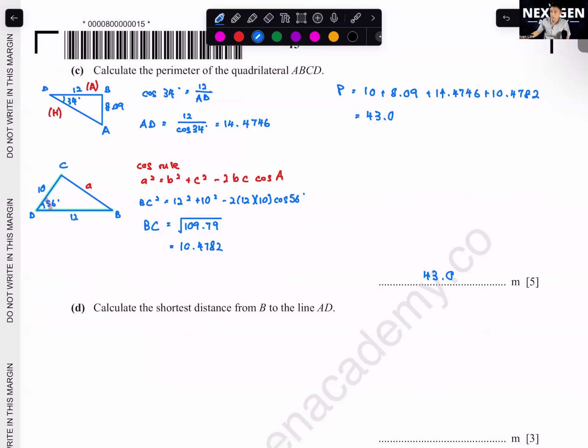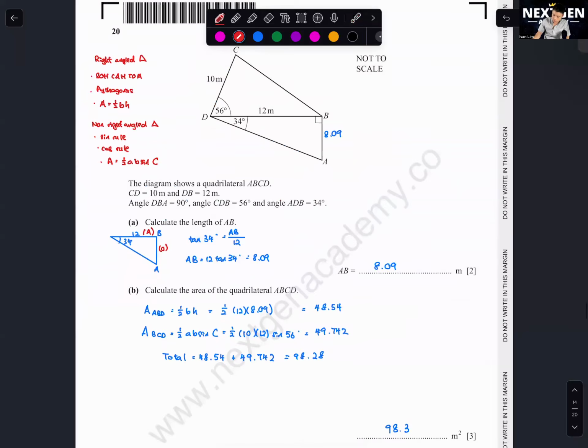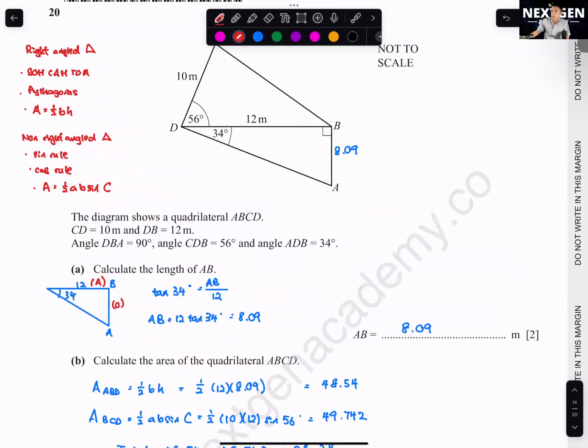Then the last one, calculate the shortest distance from B to the line AD. This is what you need to remember. Whenever they ask you to find the shortest distance from a point to a line, it will be the perpendicular distance. If you look into the diagram, where is the perpendicular distance? How do we draw the line? From here, the point, to the line. So the 90 degrees will be here.